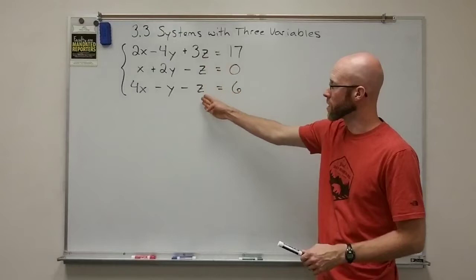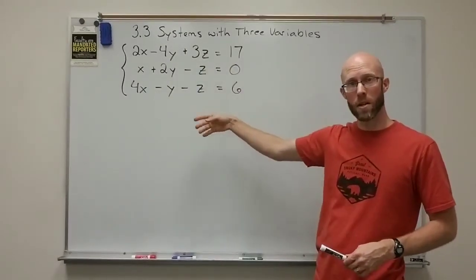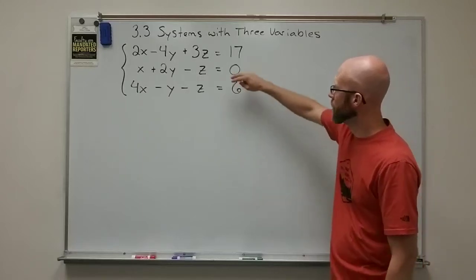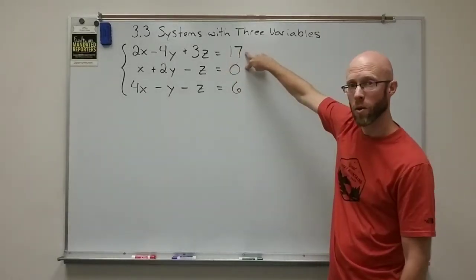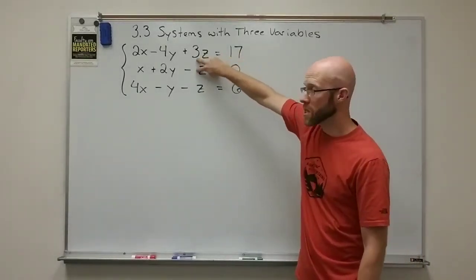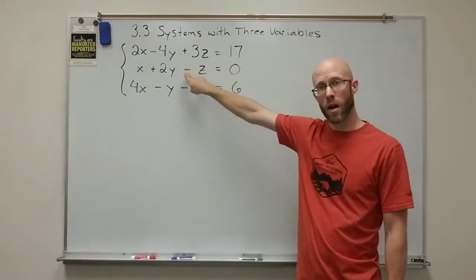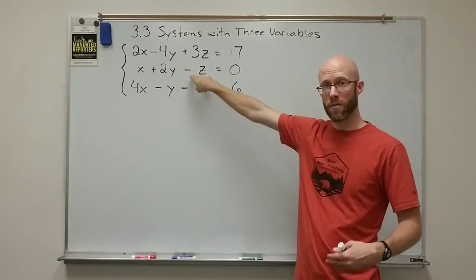So let's focus on the variable z for a moment, and let's try to eliminate that. In this case, I'm going to just take the top 2 equations. To get the z's to be opposite, I have one at +3, I have one at -1. I want to get the -1 to be a -3.